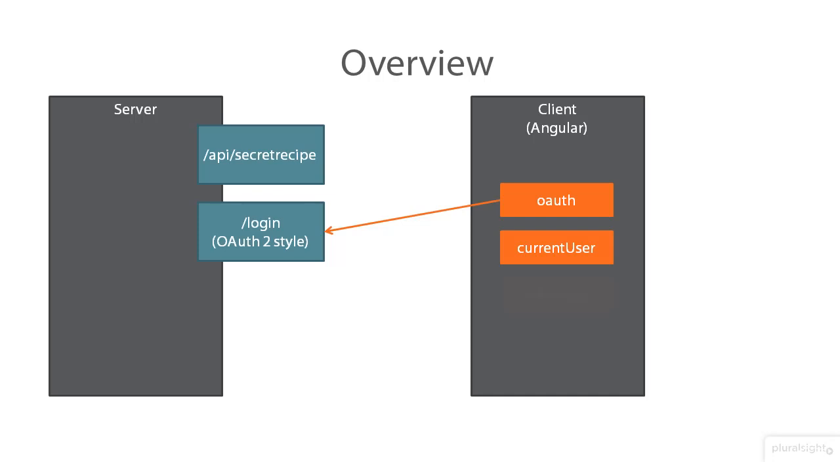A third service, add token, is going to be a service that knows how to take the current user's access token and apply that token to an outgoing HTTP request so that we can reach the secret recipe endpoint. So lots of small, very focused pieces. Let's build them up and see how they're all going to work together.